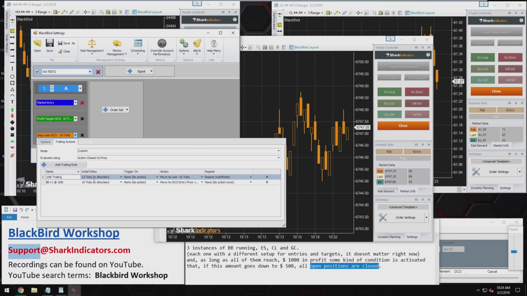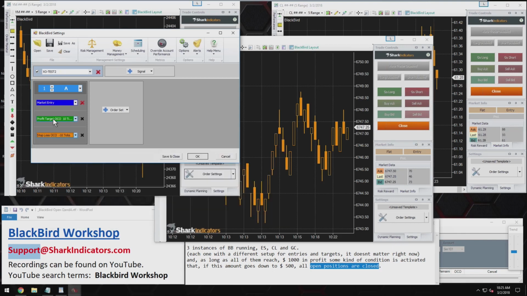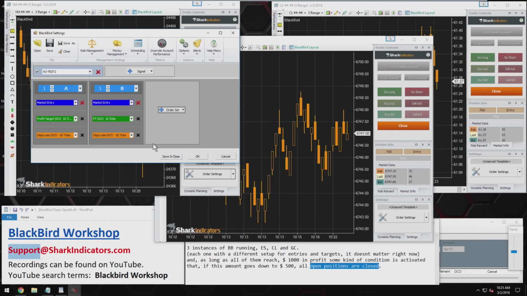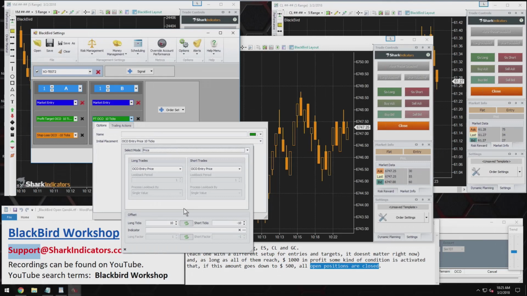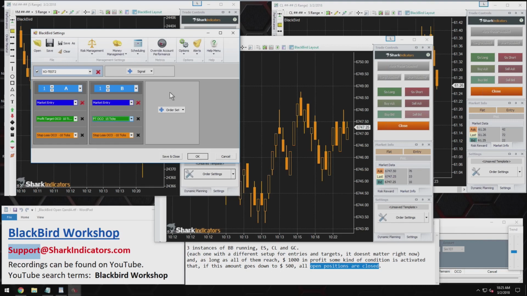Let's see. This stop loss, I'm gonna turn off the trailing. So I'm really hoping to get all these profit targets hit, because I want to generate $1,000 in profit as quickly as possible. So let's set up a second order set here, and let's set this one to a 15 tick profit target. There. Okay, so we're trading a 2-lot here.